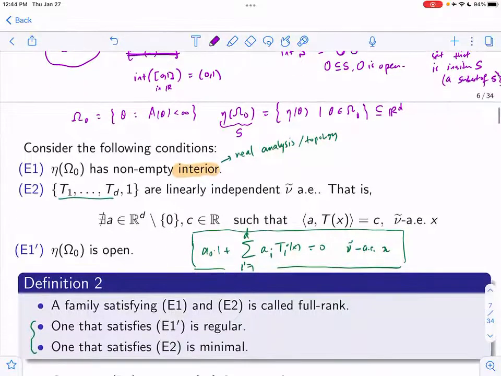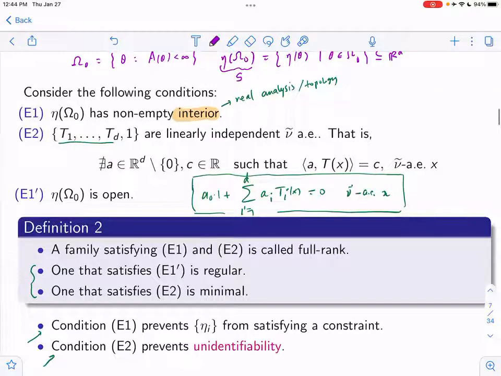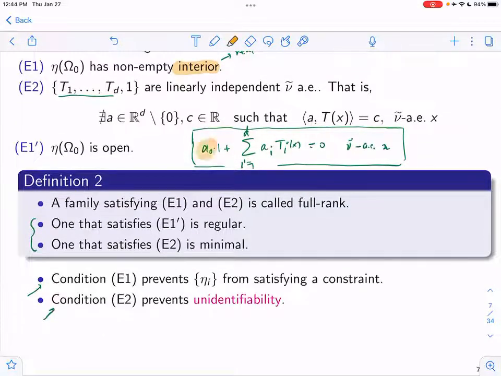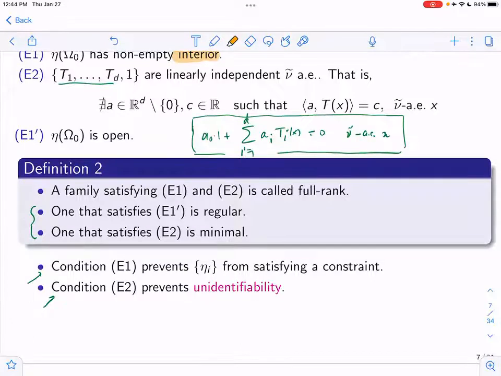And then the other condition we discussed last time. This is saying that there's no affine combination or linear combination of the components of T and 1 such that I can get it identically equal to 0 almost everywhere for some coefficients that are not all 0. So this is a linear independence assumption, in the sense of linear algebra. So these are linearly independent almost surely. We're going to make these two assumptions, and we call the family full rank.